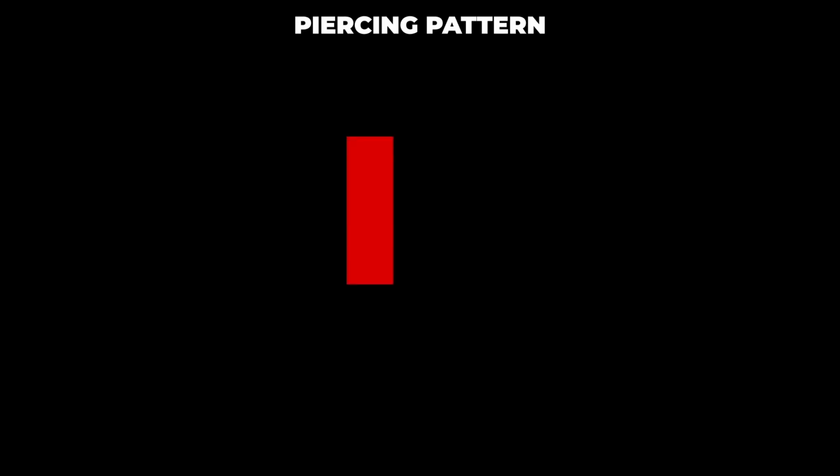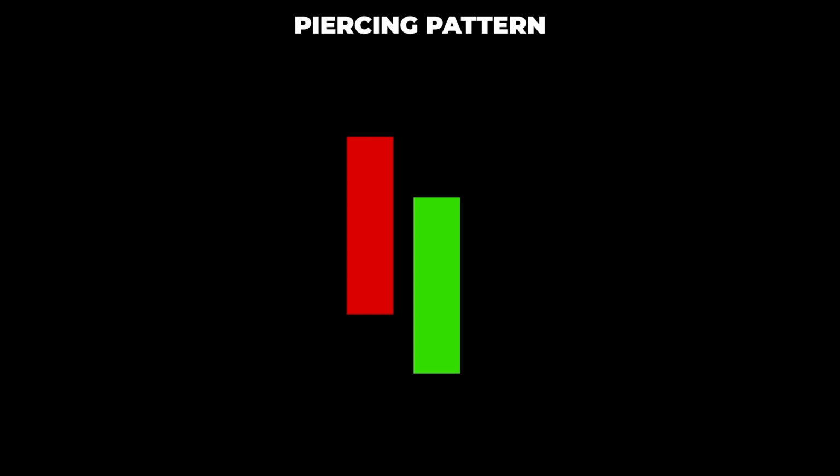Piercing pattern. The piercing pattern is an example of two candlesticks. The first one is a red candlestick and the second one is a green candlestick. If these two candlesticks are formed after a downtrend, this indicates a bullish reversal.